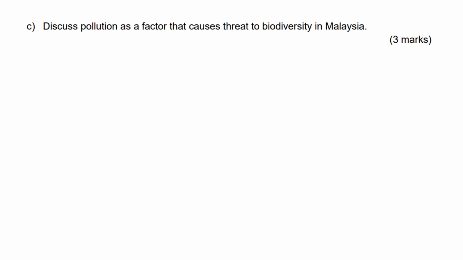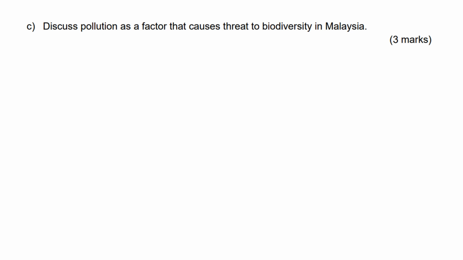Question C. Discuss pollution as factors that cause threat to biodiversity in Malaysia. So basically, pollution is one of the factors that causes threat to biodiversity. Examples of pollution can be due to acid rain, or the effects of burning of fuels. Another example of pollution is from the chemicals from the industry and also agriculture, such as the usage of pesticides and fertilizers that will leak into the water.